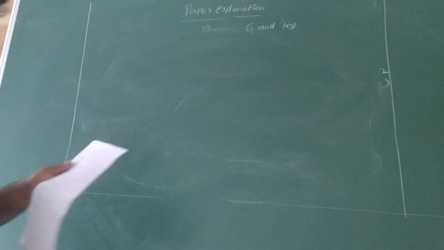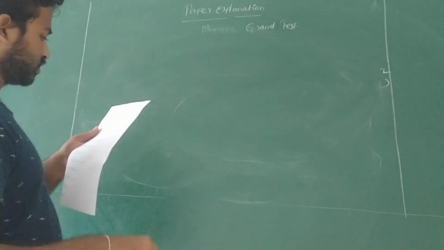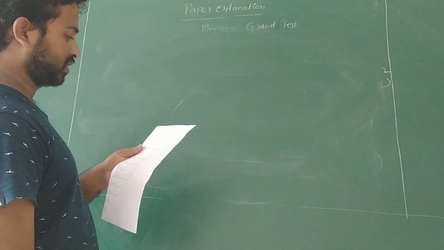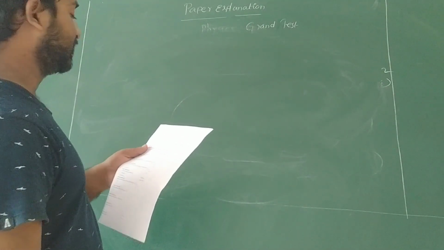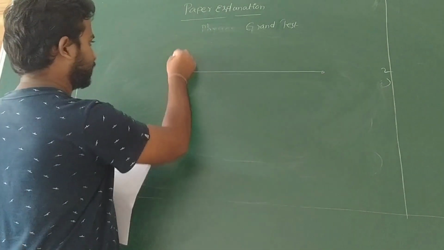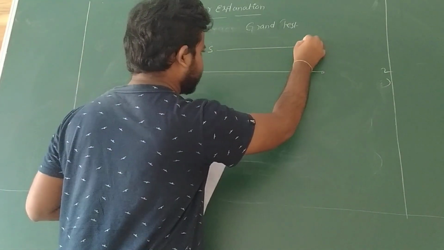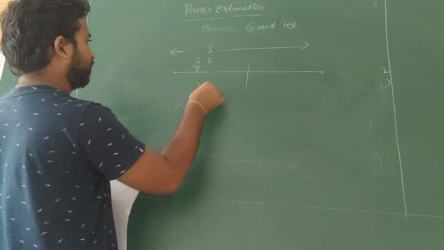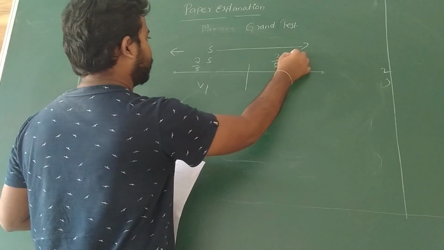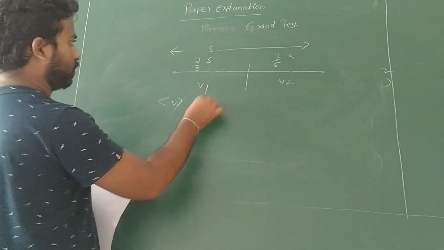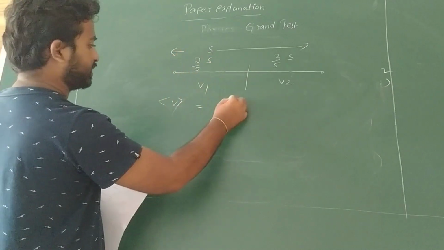So if a car travels 2 by 5 of the total distance with the speed v1, 3 by 5 of the distance with the speed v2, the average speed is asked. For example, if a particle is moving along a straight line, it covers total distance s, and in that it covers 2 by 5 s with the speed v1 and 3 by 5 s with the speed v2. So here we have to calculate the average speed of total motion. But we know the total distance covered by the body is s, right?